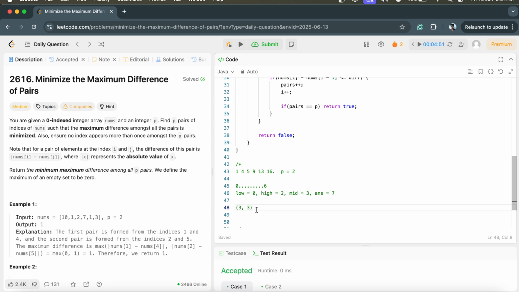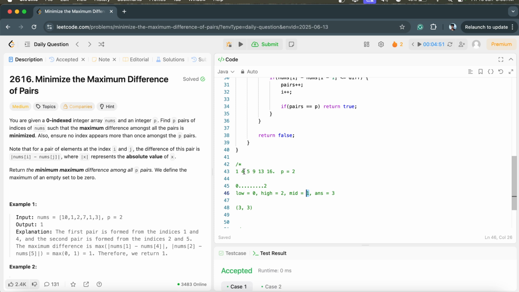Okay, yes, now the high is pointing to 2. So the range has shrunk from 0 to 2, correct? 0 to 2 is the range you have, and the mid value is 1, because 0 plus 2 divided by 2 is going to be 1, correct? So mid is 1. The answer currently is pointing to 3, correct? Now let us look at this range. Let us see if 1 is a possible answer or not.